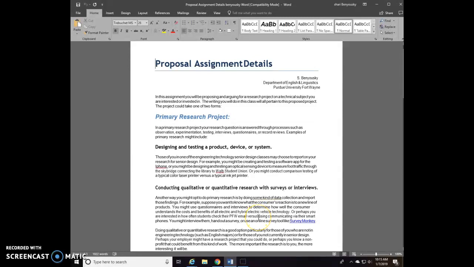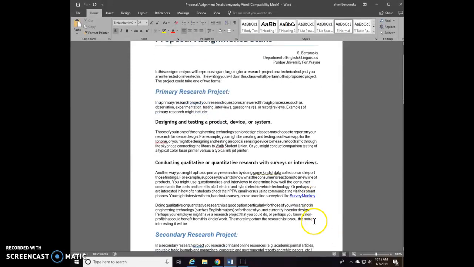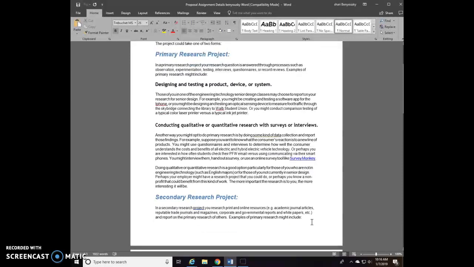For those of you who are currently in senior design in any of the engineering technology, information systems, computer science, etc., you are most likely doing primary research. As a reminder from our previous lectures, primary research means you are creating something. You're making a widget, a process, a server. Therefore, you're going to be able to include such things as observations, experimentations, testings, interviews, questionnaires, maybe recorded reviews.